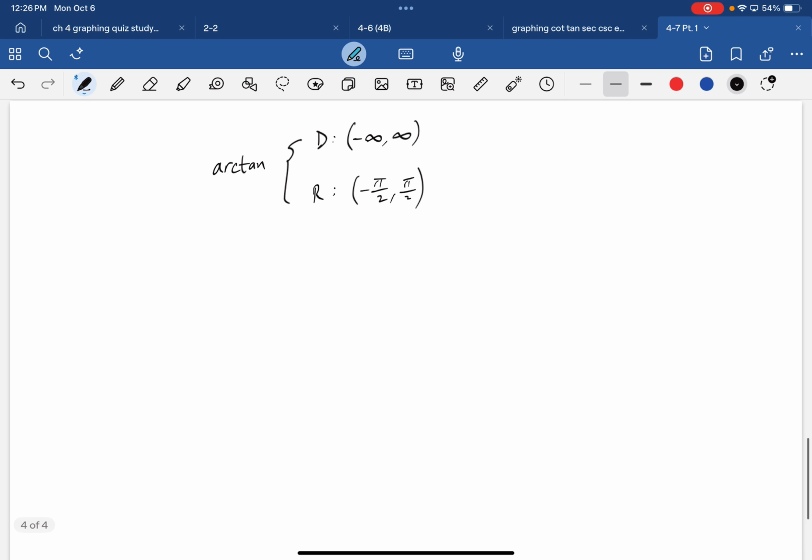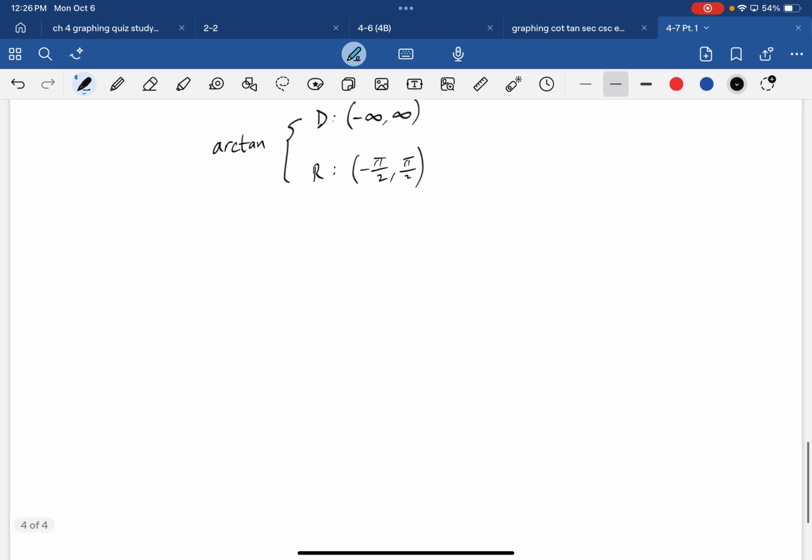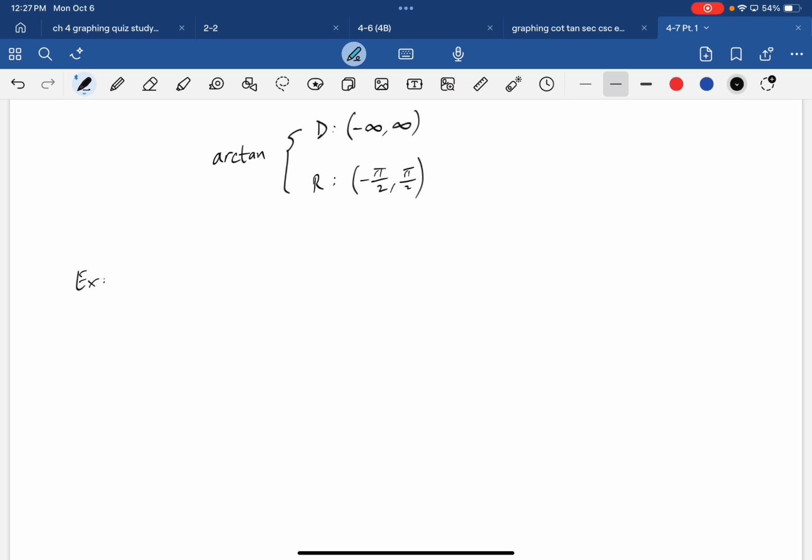Okay, let's do some examples. I want to demonstrate how these restricted domains and restricted ranges come to play. So let's say we had a question asking you to find, what's arcsine of 1/2? Okay? Typically when we encounter these, it's helpful to write it out in terms of the original sine function. So this is actually telling us what is theta such that sine theta equals 1/2, right?